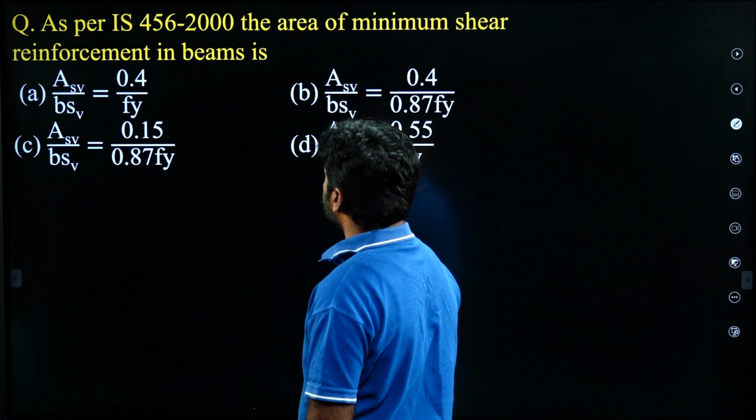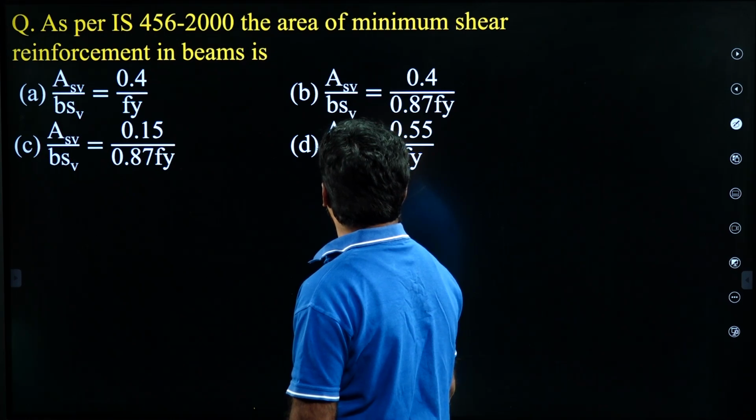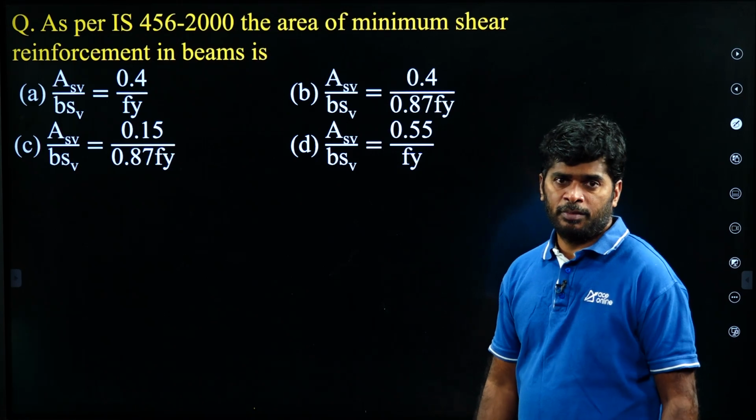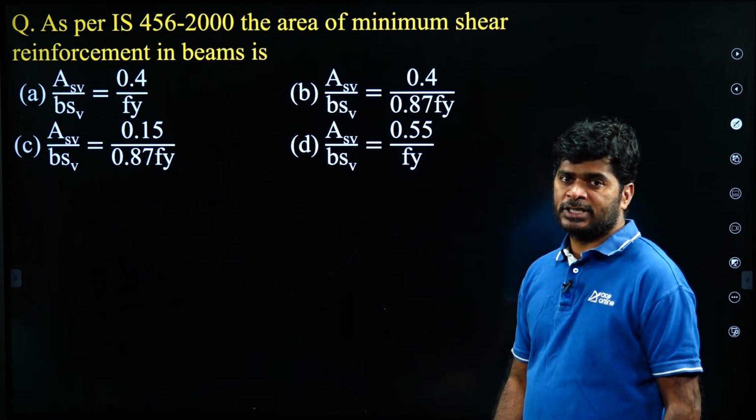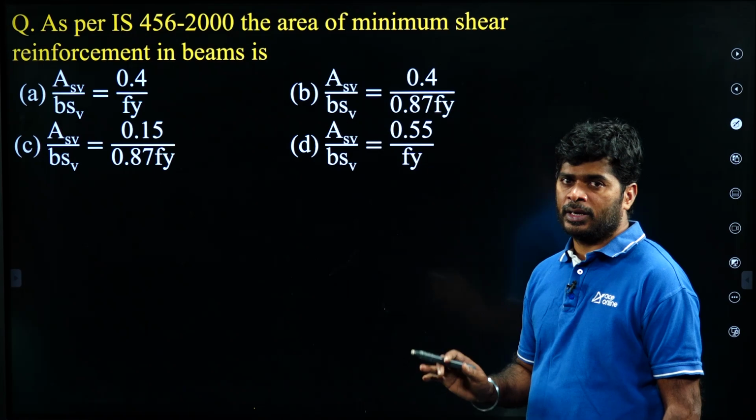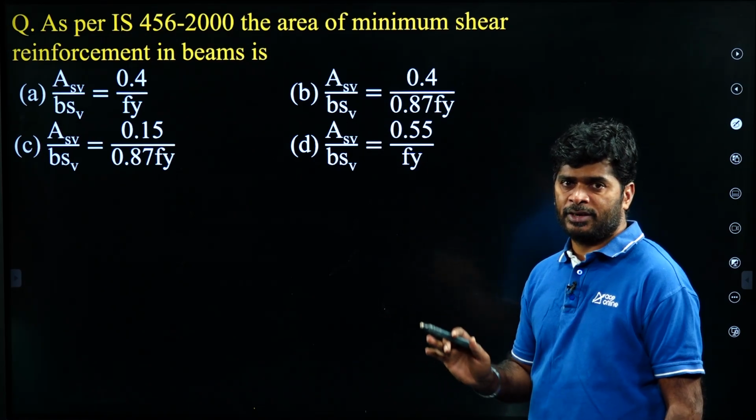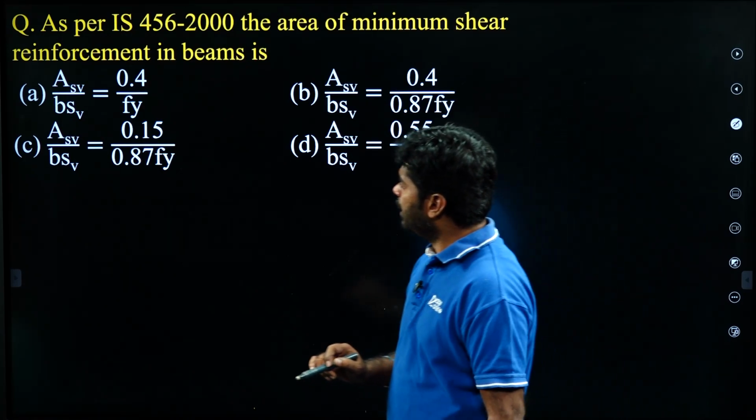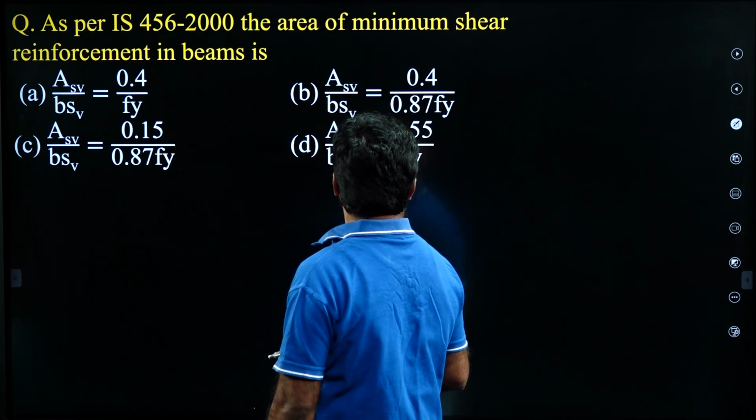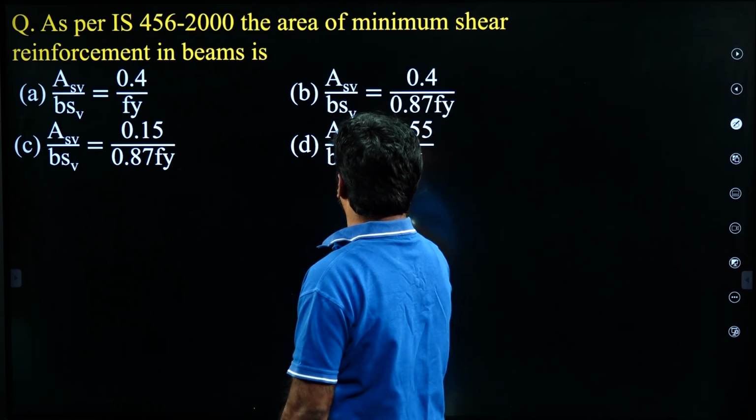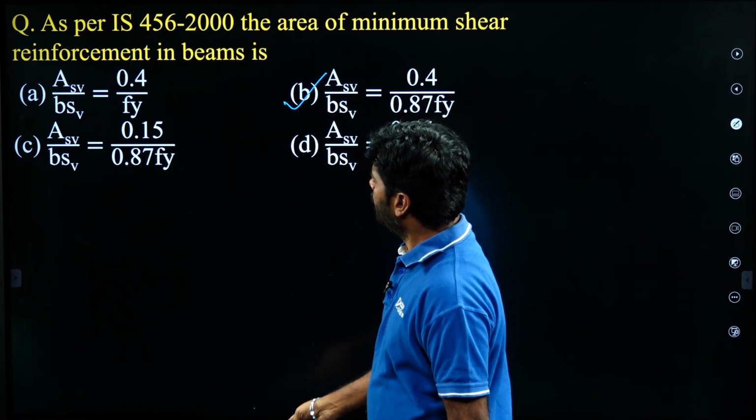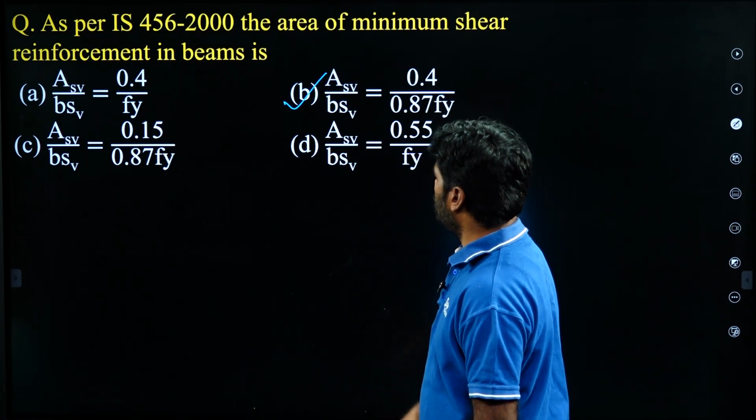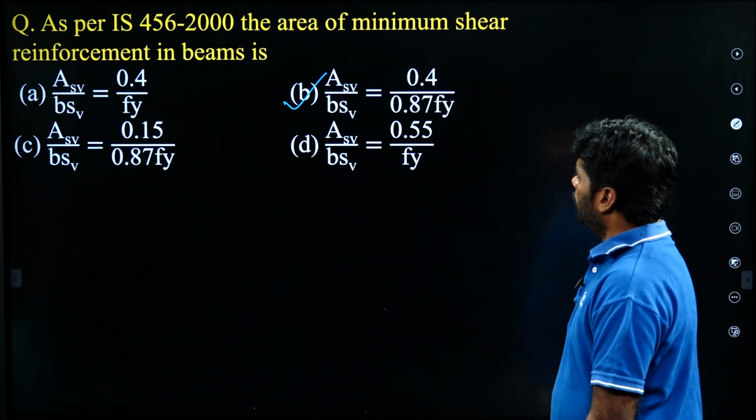As per IS 456-2000, the area of minimum shear reinforcement in beams is provided from the formula Asv upon b sv greater than or equal to 0.4 upon 0.87 fy. Here it is given as equal to, which is nothing wrong. So Asv upon b sv equals 0.4 upon 0.87 fy. Option B is correct. Only one option matches here. Coming to the next question.